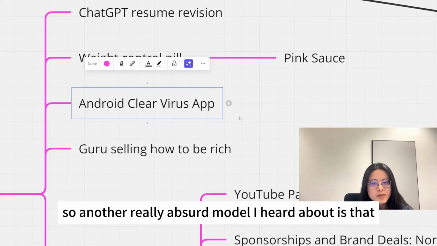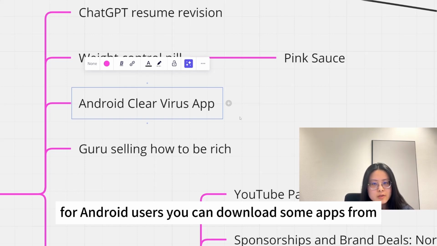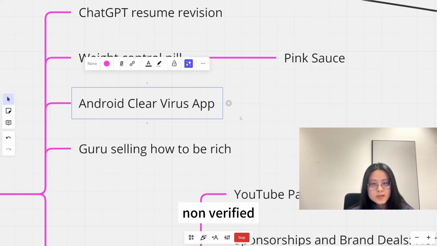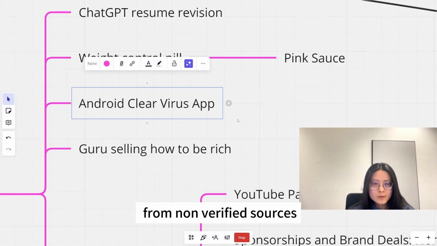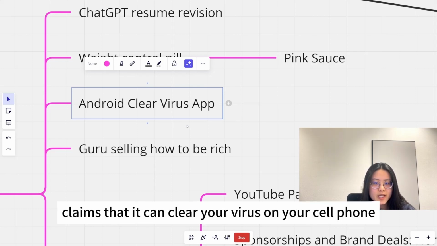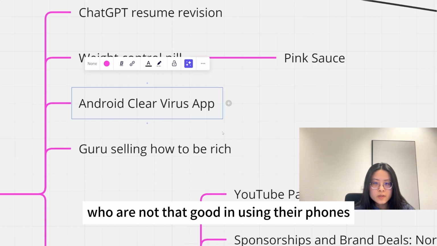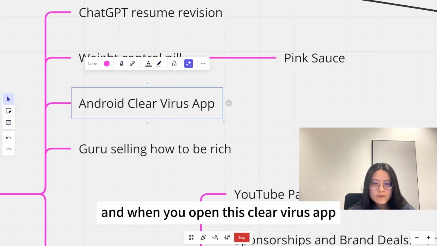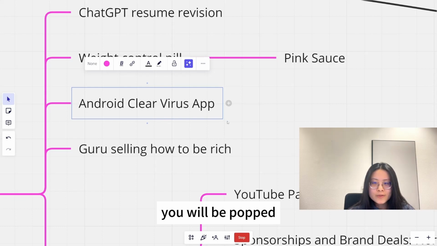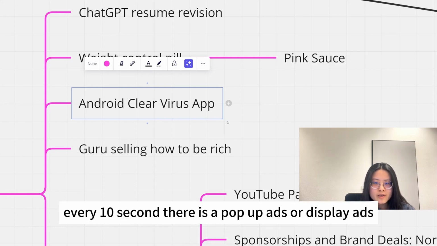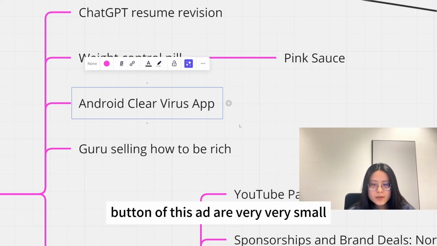So another really absurd business model I heard about is that for Android users, you can download some apps from non-verified sources. So this app claims that it can clear your virus on your cell phone. So this app is targeted to the people who are not that good in using their phones. And when you open this Clear Virus app, you will be hit with a lot of ads. Every 10 seconds, there is a pop-up ad or displayed ad. And the close button of these ads is very, very small.